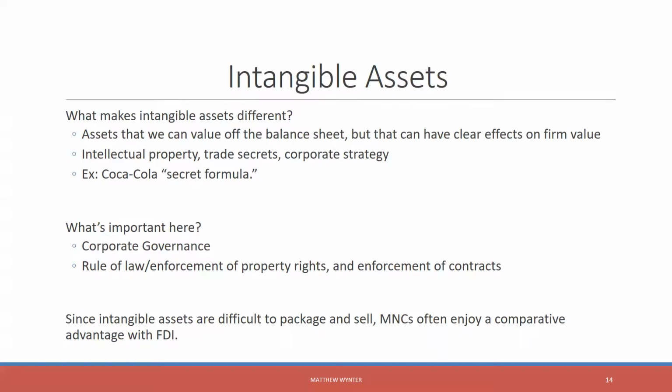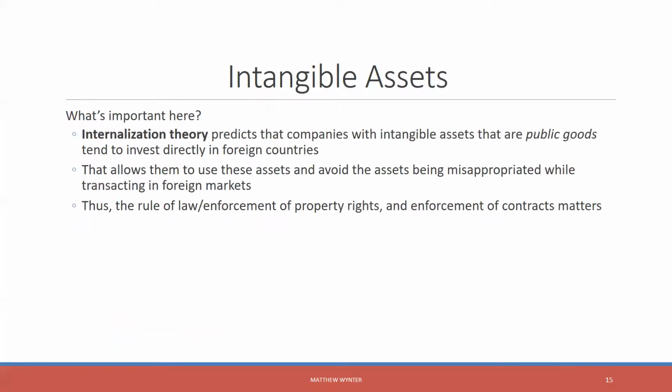Since intangible assets are often difficult to package and sell, multinationals can enjoy a comparative advantage with FDI. What does that mean? It means that if it's really tough for me to write down on a sheet of paper what our intellectual property is, or what our corporate strategy is, or what the thing is that makes our firm so valuable, it might be really difficult to package and to sell that. And because of that, I might be even more inclined to make a greenfield investment or to acquire another firm and bring this intangible asset that we have with us. Or I might acquire the other firm to get access to the intangible assets, the proprietary assets that they have.